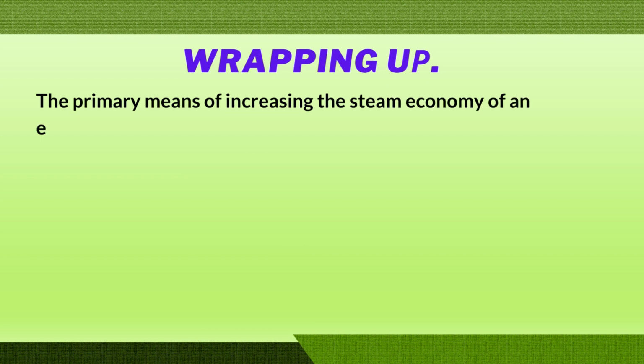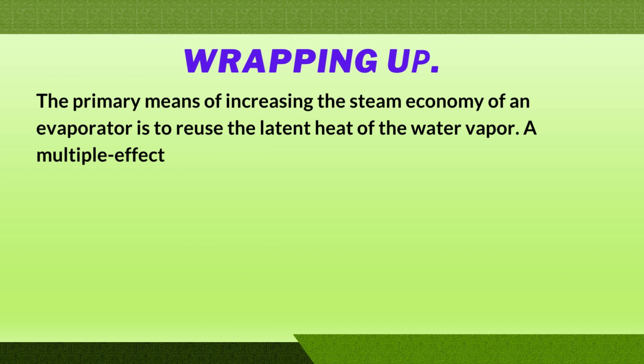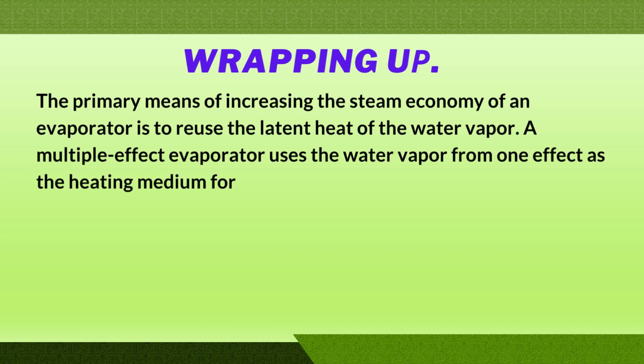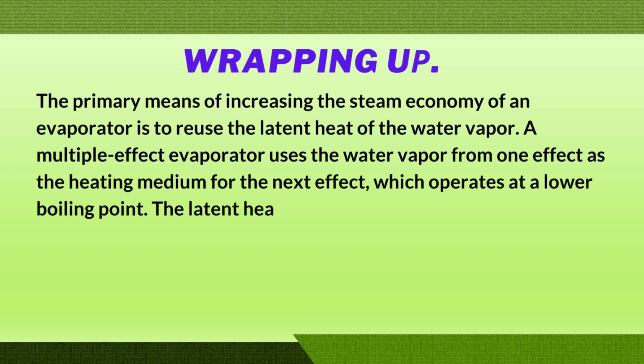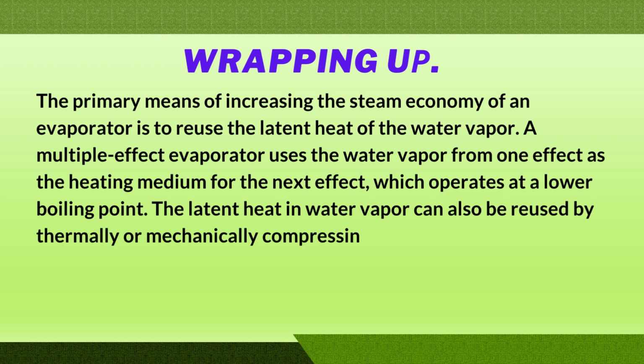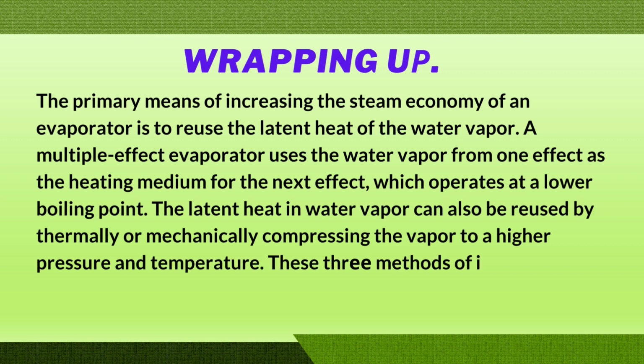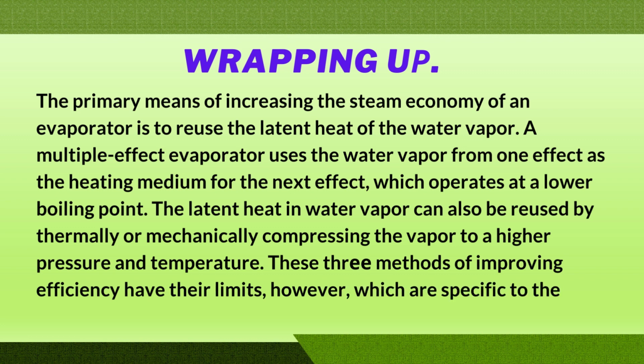Wrapping up. The primary means of increasing the steam economy of an evaporator is to reuse the latent heat of the water vapor. A multiple effect evaporator uses the water vapor from one effect as the heating medium for the next effect, which operates at a lower boiling point. The latent heat in water vapor can also be reused by thermally or mechanically compressing the vapor to a higher pressure and temperature. These methods of improving efficiency have their limits, however, which are specific to the physical properties of the liquid feed being evaporated.